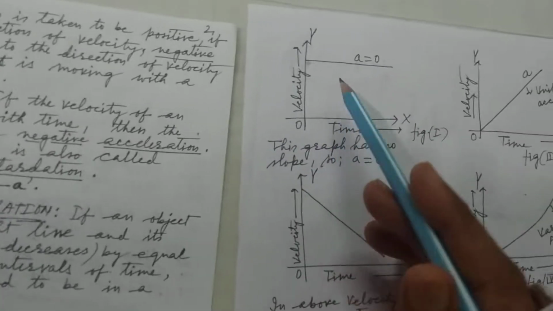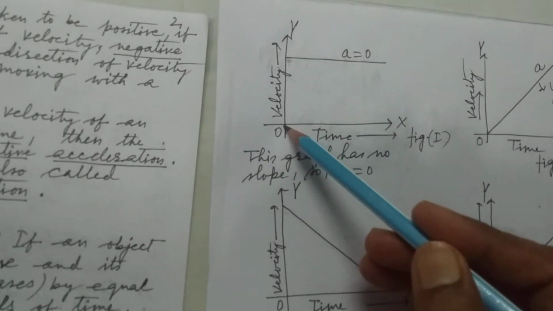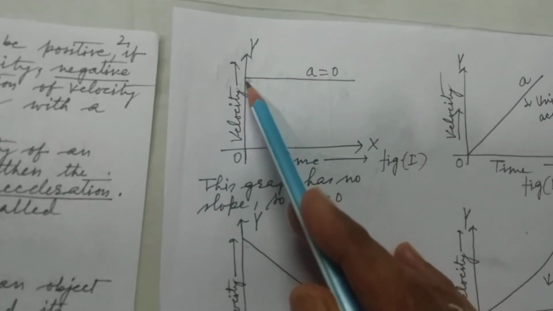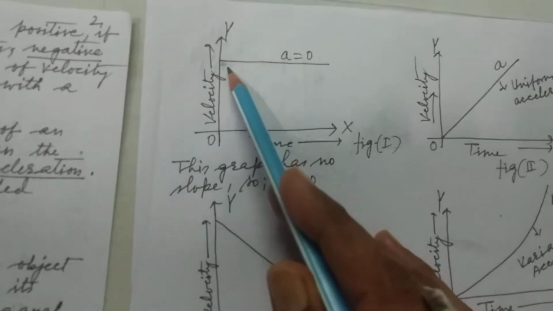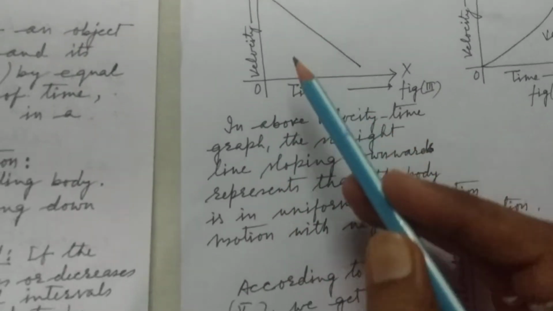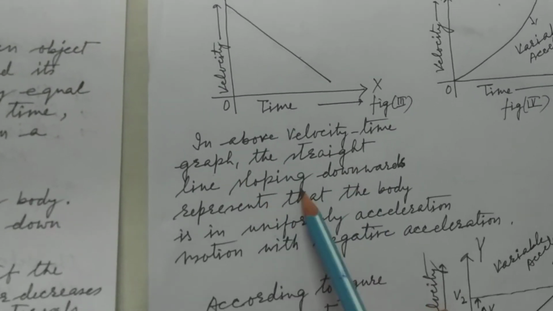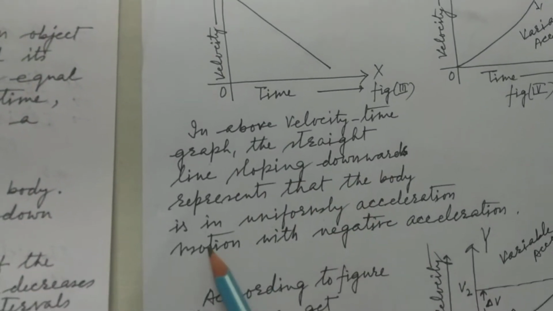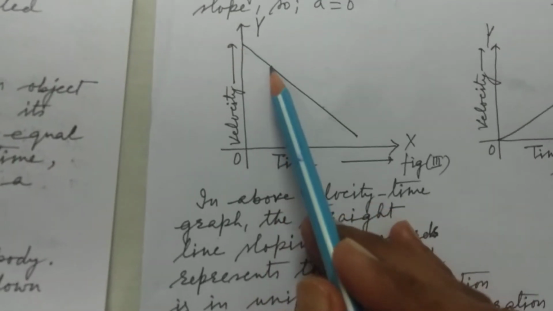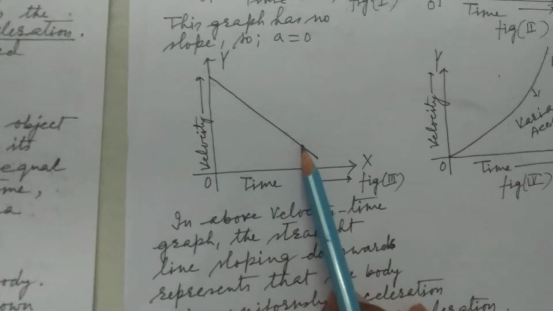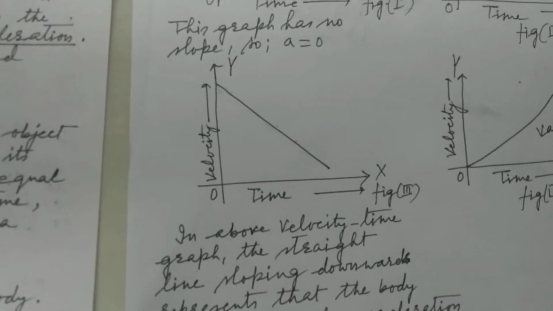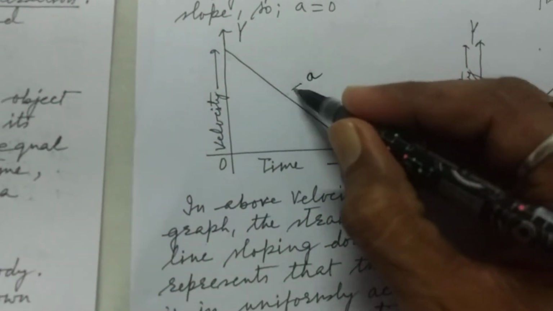Here an example is given. This is a velocity-time graph, and this graph is parallel to the time axis, so the velocity is not changing, so acceleration will become 0. In the second one, the straight line sloping down represents that the body is in uniformly accelerated motion with negative acceleration. The slope is in the downward direction. This is not acceleration; it becomes the retardation. Retardation is represented as minus a.